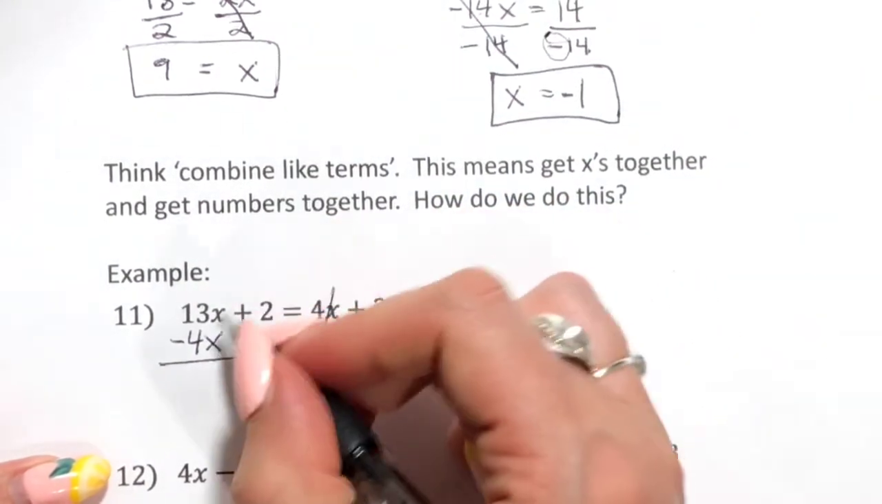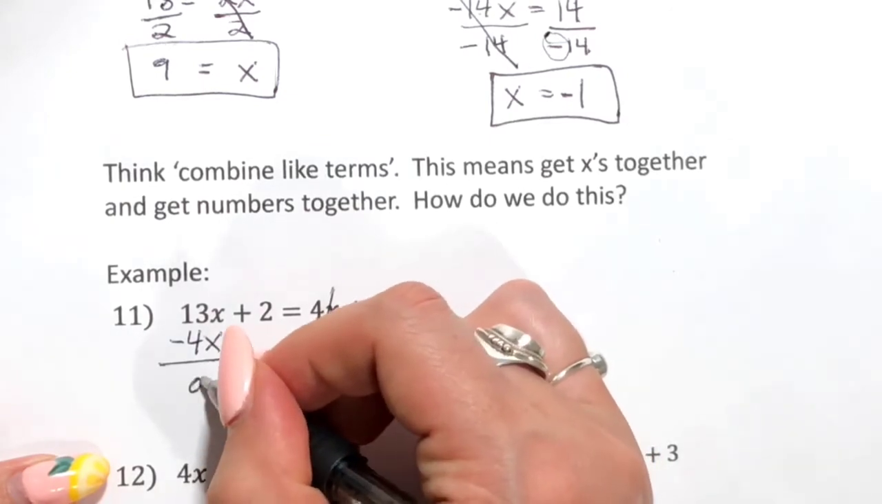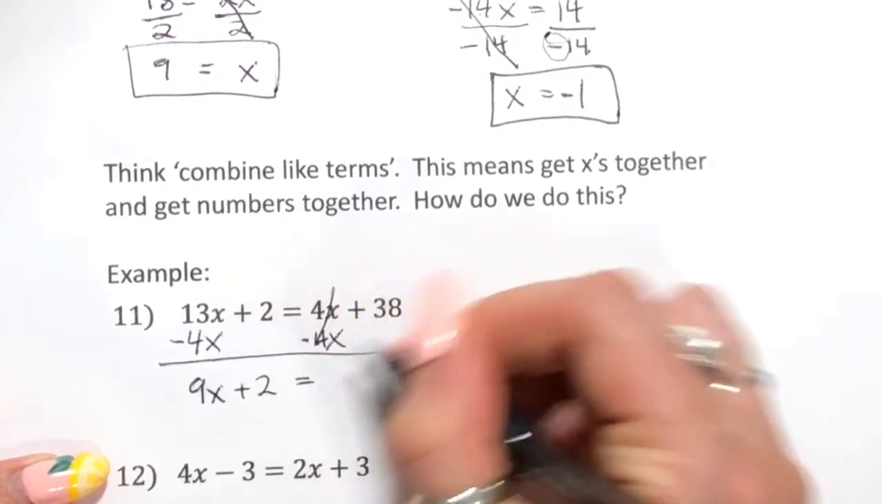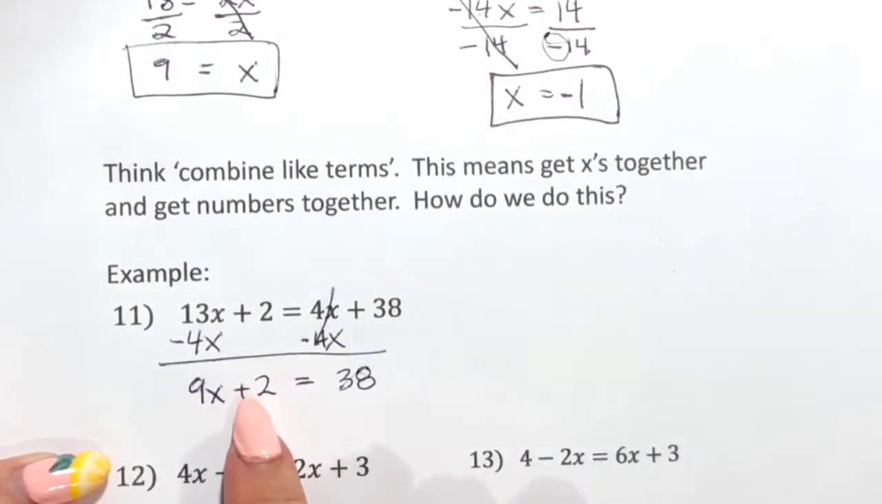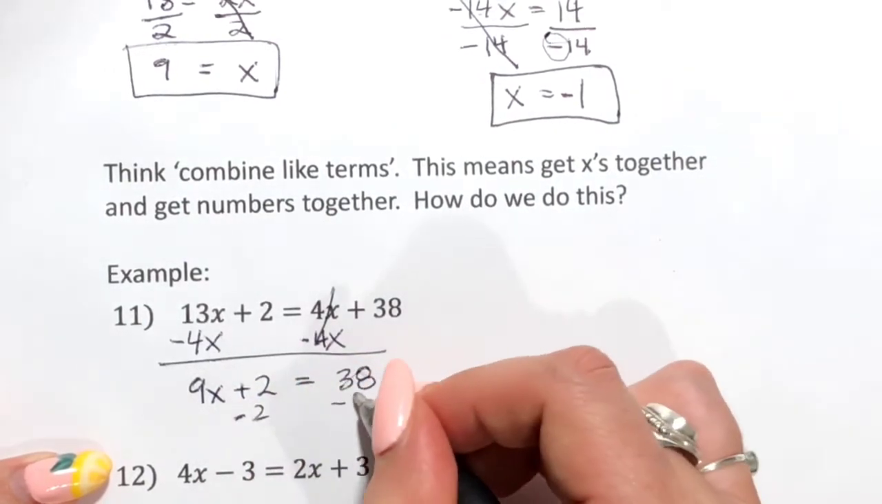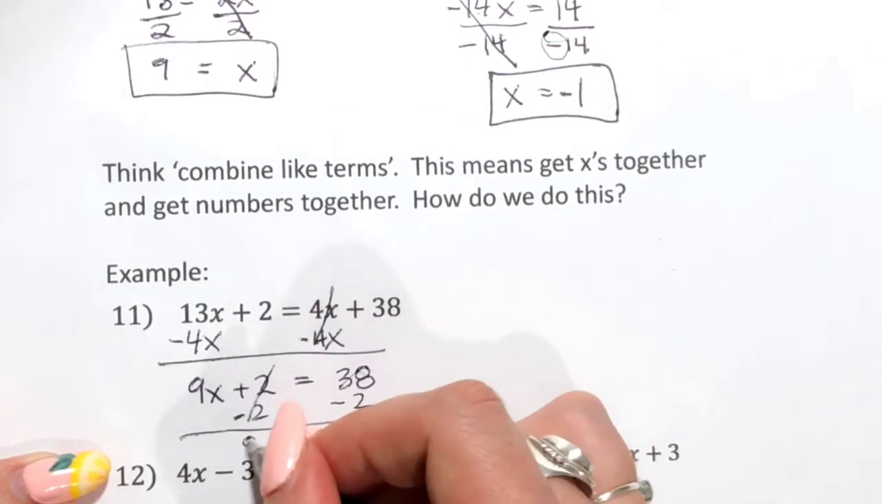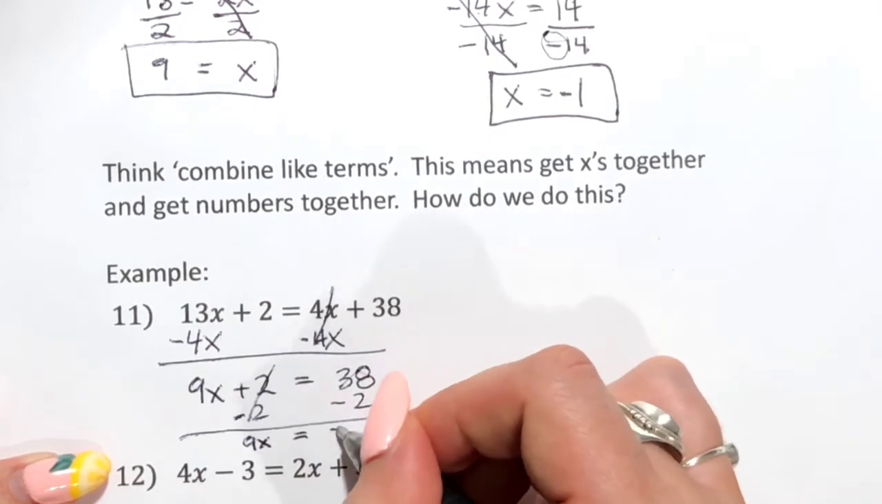So that cancels, and I get 13 minus 4x, which is 9x. But then we have this plus 2 here still, and we have this 38 here. So now I'm going to move this 2 over by subtracting. Again, we always just do the opposite. So those cancel, kind of running out of space. And we get 9x is equal to 38 subtract 2, which is 36.